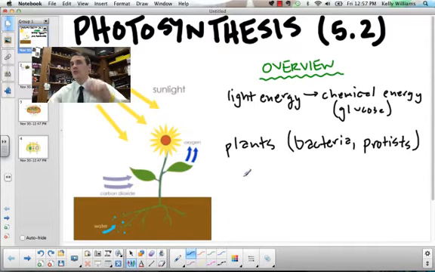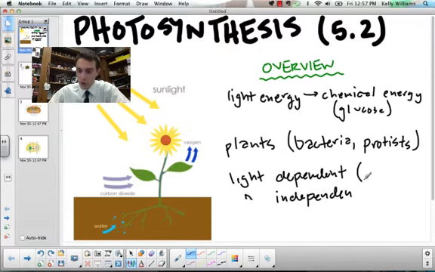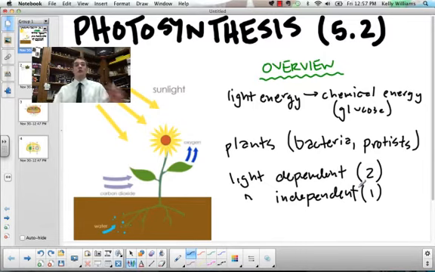Now there are three stages, two major phases to photosynthesis, and those are the light dependent, and if there's light dependent, then there's also light independent phases. There are two stages that are light dependent, and there is one stage that is light independent. If you're light dependent, you require light to carry out your steps of the stage. And if you're light independent, you do not require light to do what you need to do.